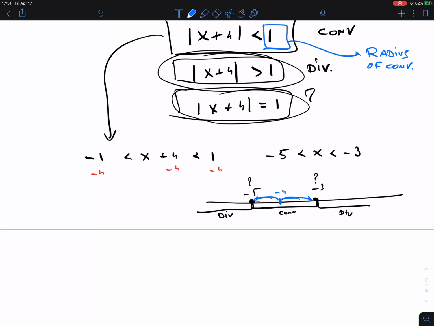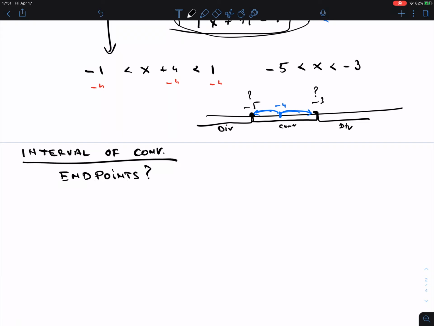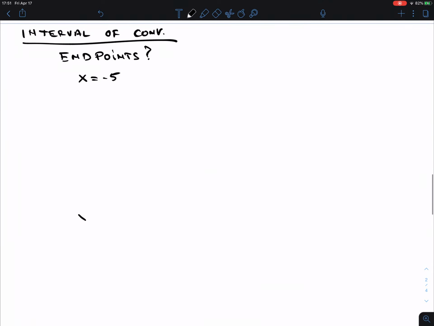But there's still one issue here. What about here? Well, that's the thing. So we have the radius of convergence, but what we really want is the interval. You see it's an interval, but we still don't know what happens at the endpoints. So for the interval of convergence, the only thing we need is the endpoints of this interval. Now what are the endpoints? We see the endpoints here. x is -5, and the other endpoint, I'll write it a bit down here, x is -3.